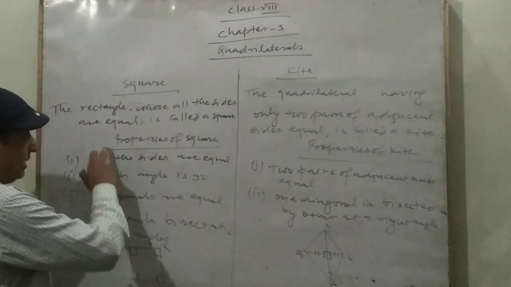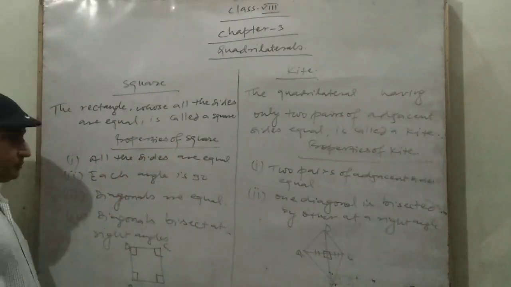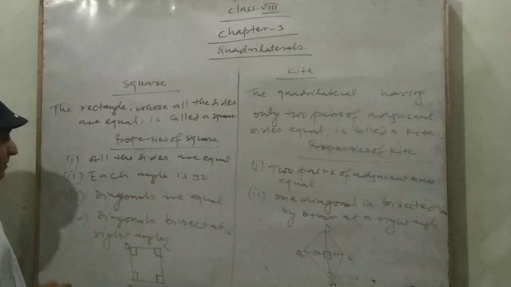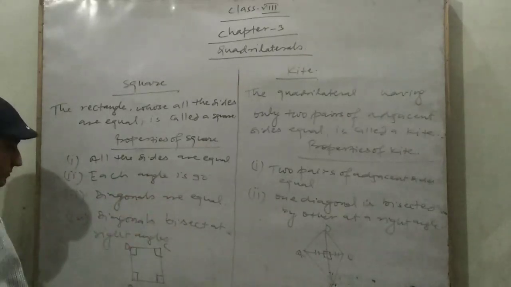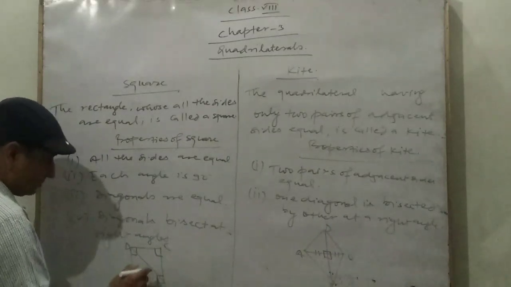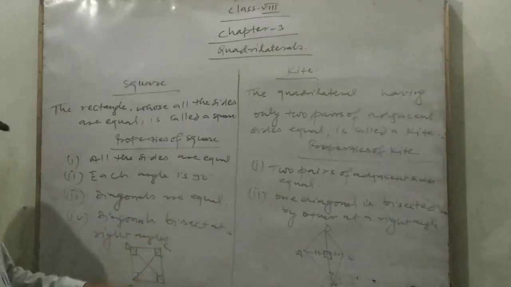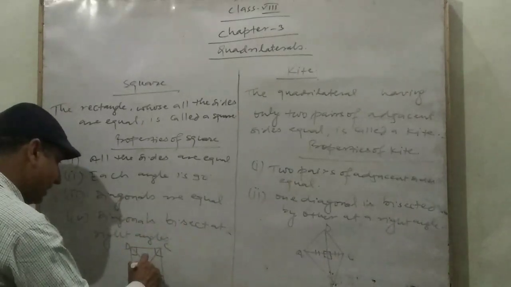Now let's see properties of a square. All the sides are equal. Each angle is 90 degree and diagonals are equal. Here is a square. Diagonals are equal. AC and BD are equal. Diagonals bisect at right angles also.